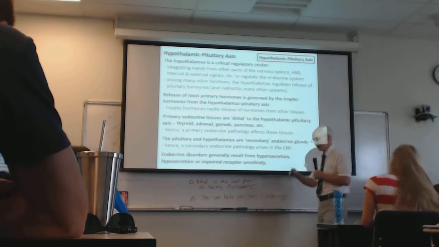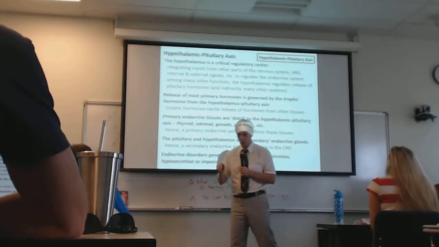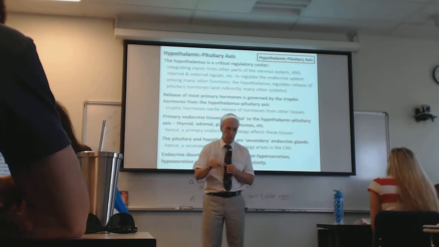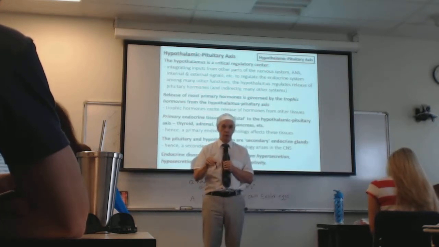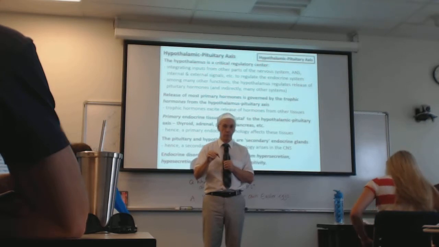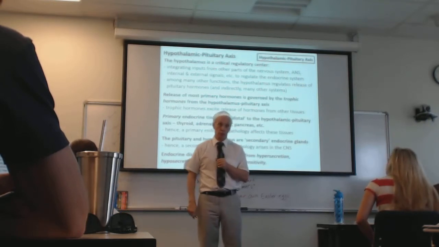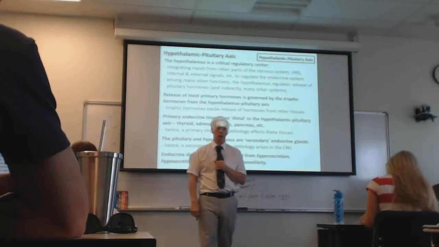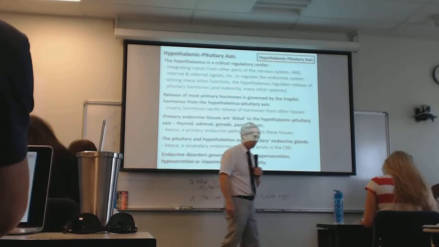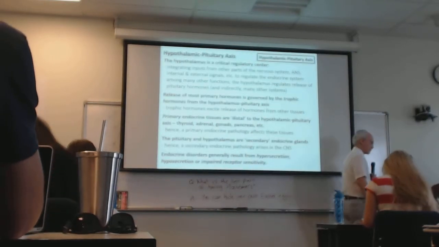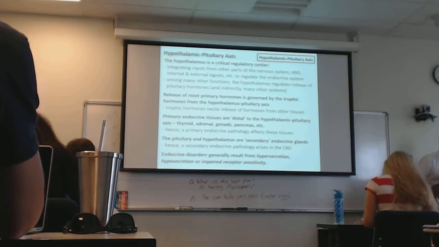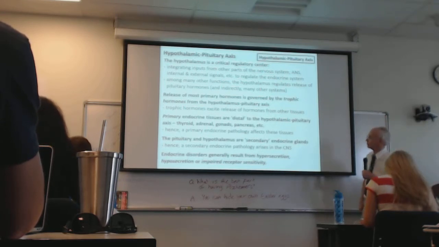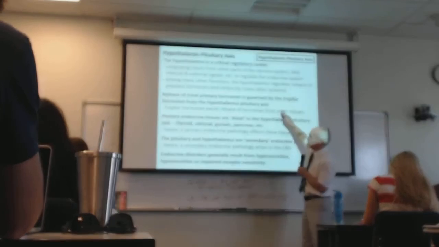Now, I said a moment ago that when the hypothalamus releases its hormones, at least for the portal system, they travel down to the anterior pituitary and cause it to release another set of hormones. Anytime a hormone causes release of another hormone, we say that hormone is trophic. So trophic hormones cause release of other hormones. And we won't get into the etymology, but that's the general definition.